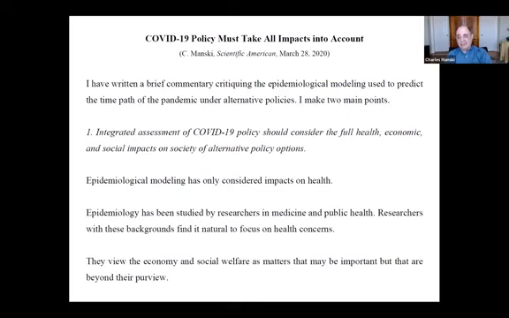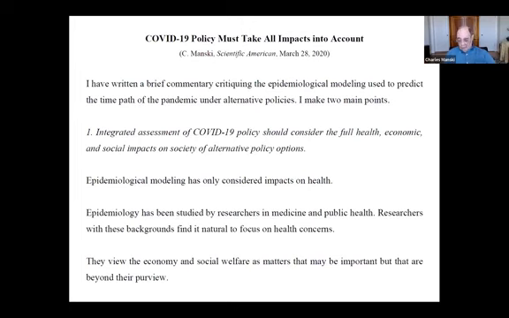Epidemiology is a very interesting, strong literature from a scientific perspective, but it's a very narrow literature. It focuses only on health. And I think the reason for that is the background of the researchers. The researchers who do epidemiology are trained in medicine and public health. They're not trained in social sciences or economics. So that's one big problem.